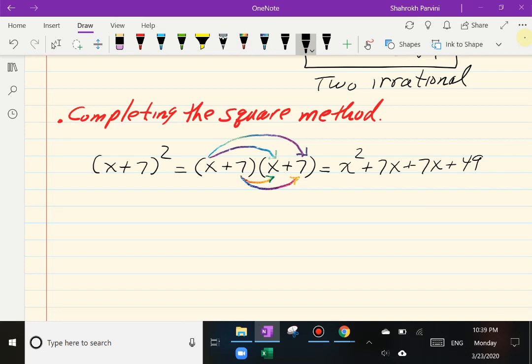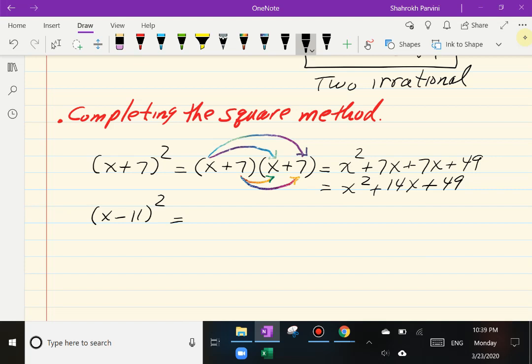Now, if I combine like terms on the right side, I get x squared plus 14x plus 49. So there you have it. Again, something you've done before, nothing new for us. Now let's take a look at x minus 11 squared this time.